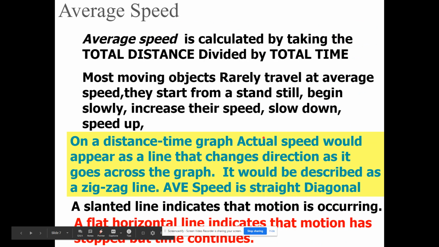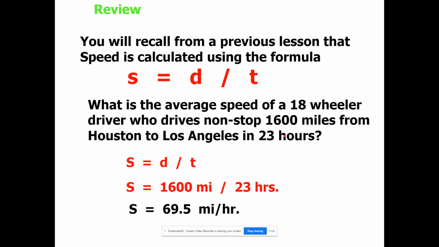Here's a little summary of what we just talked about. You can read over that. Here's our formula that we want to use when calculating speed. Speed is simply distance divided by time. If we want to know the average speed where there are differences, we would take the total distance divided by total time. So what's the average speed of an 18-wheeler?